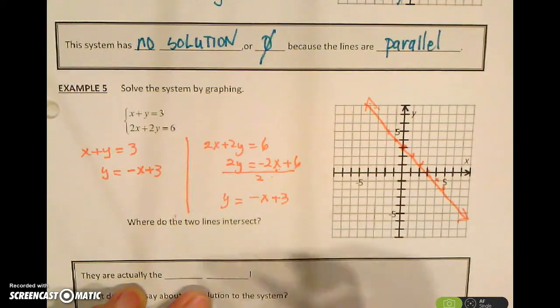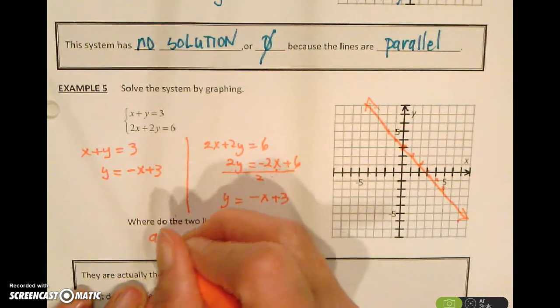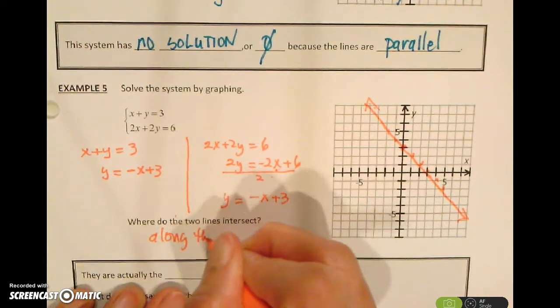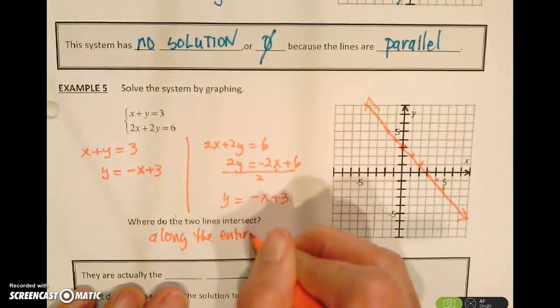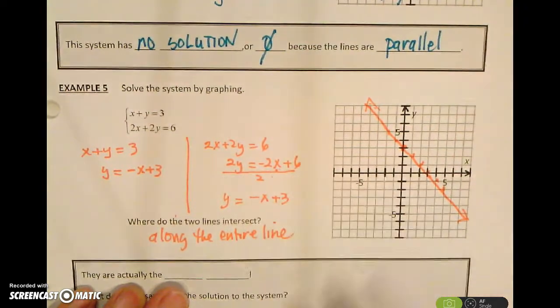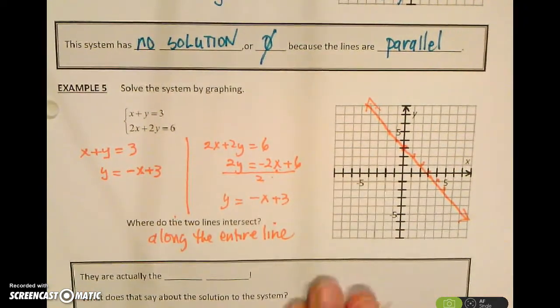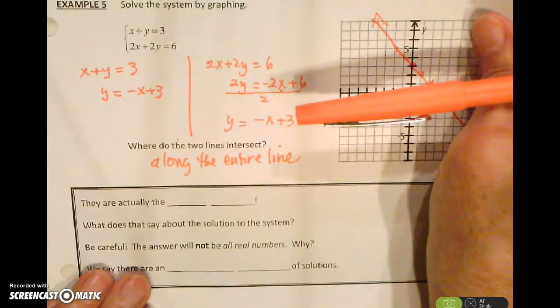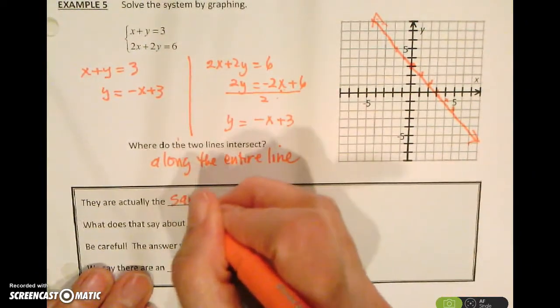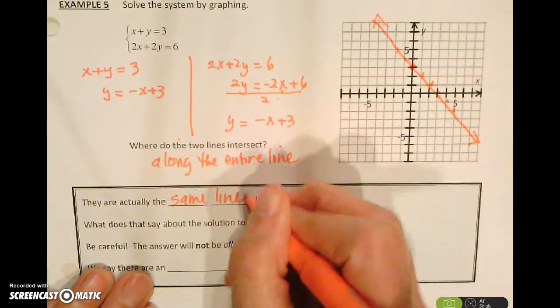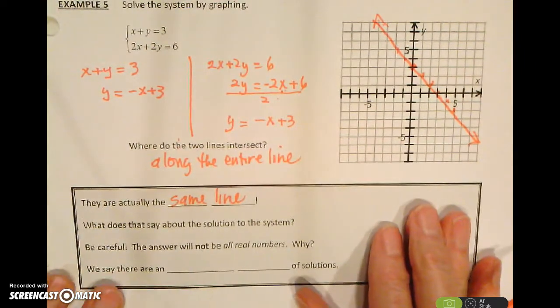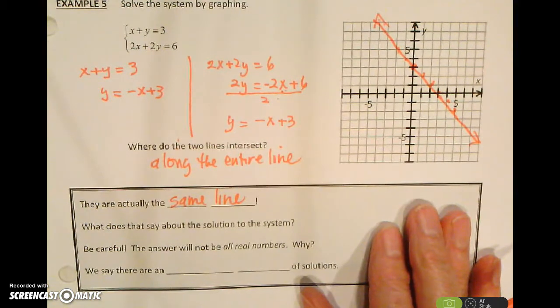So where do the two lines intersect? Along the entire line. So they're actually the same line, aren't they? What does that say about the solution to the system? And be careful, the answer will not be all real numbers. So why wouldn't it be all real numbers?